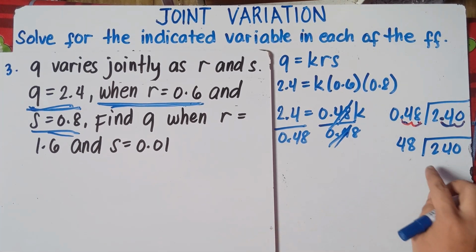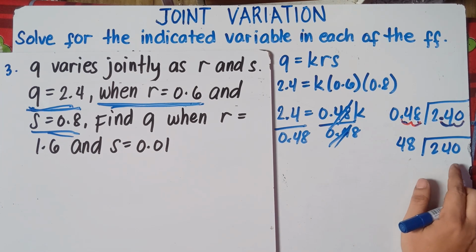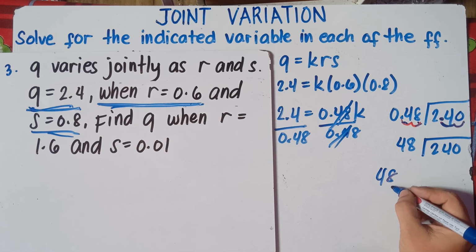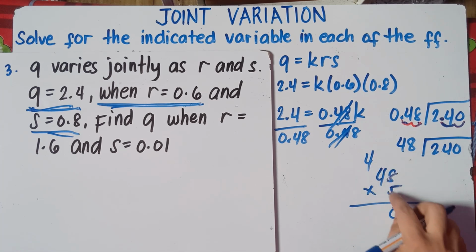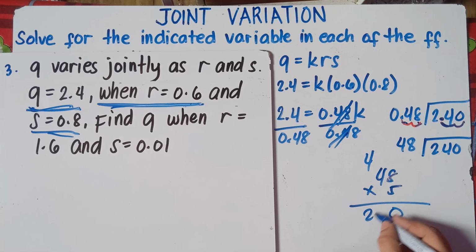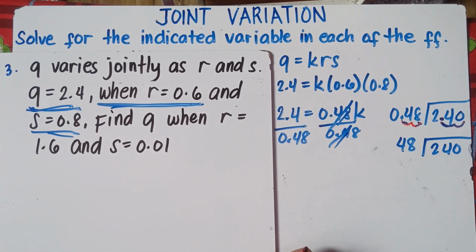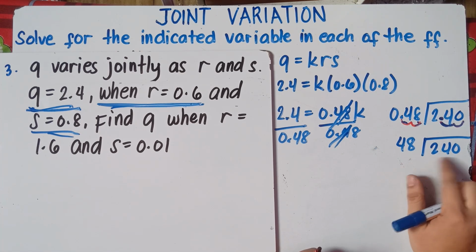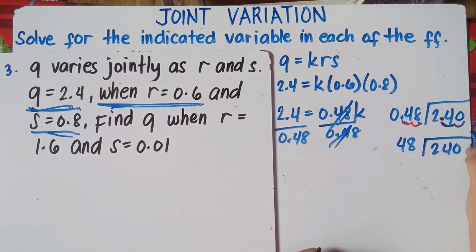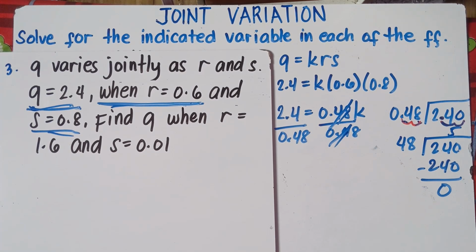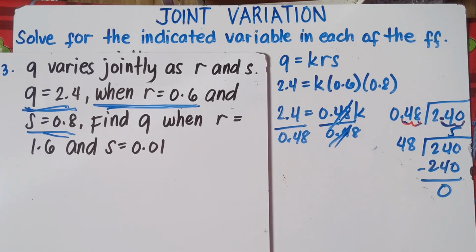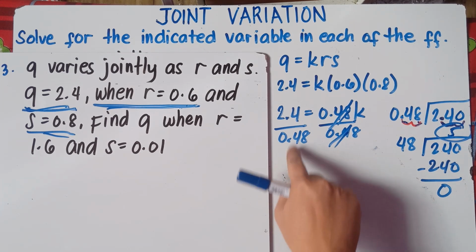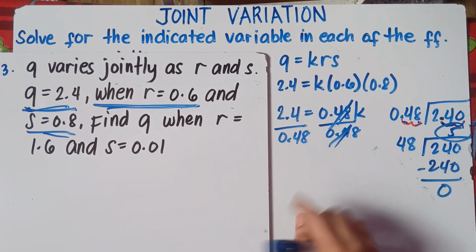So 240 divided by 48, I think that this is 5. So let me check. 48 times 5. 5 times 8, that is 40, 0 carry 4. 5 times 4 is 20, plus 4, that is 24. So 240. Once again, 24 divided by 48 cannot be, so we will be using 240. 240 divided by 48, that is 5. 5 times 48 is 240. Subtract, 0. So therefore, 2.4 divided by 0.48 is 5. Even if you use the calculator, 2.4 divided by 0.48, the answer is 5.